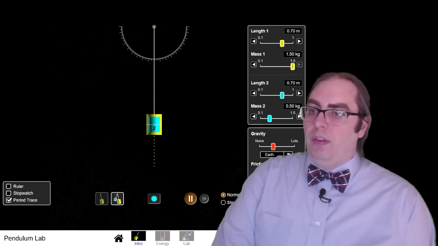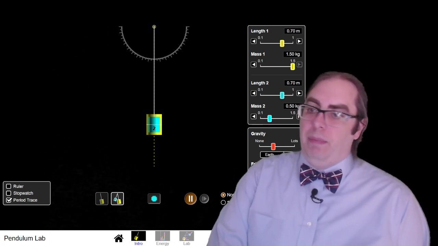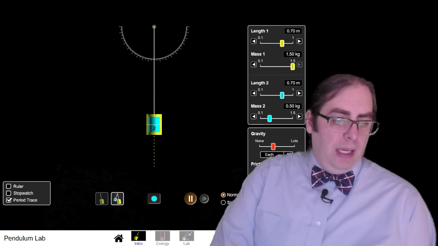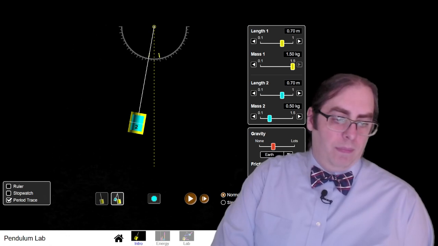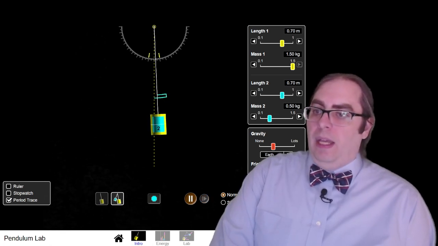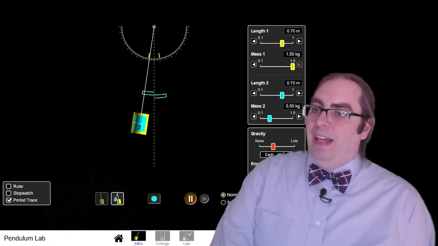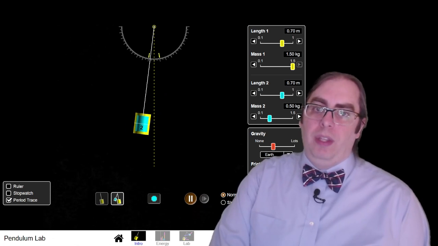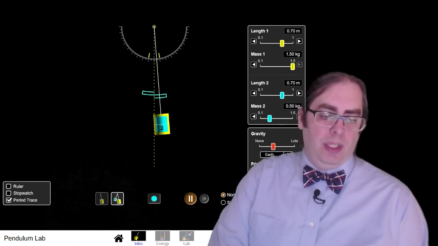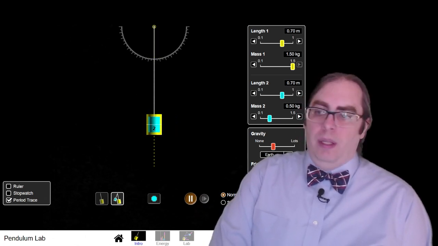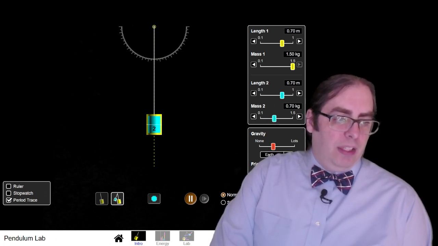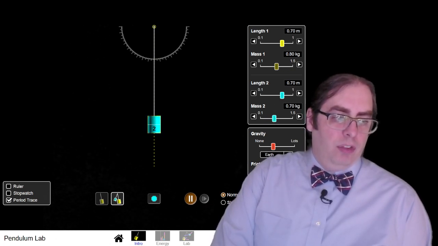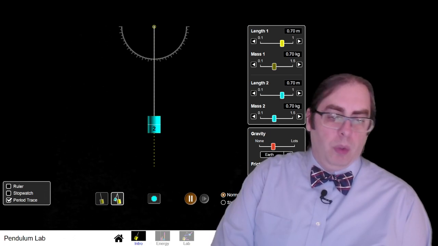All right, so I've got these two pendula that have a very different mass. And let's again set it up so that they're starting at the same angle. And changing the mass hasn't changed anything. They're still following the exact same trajectory. Just to make sure, let's go ahead and set them back to having the same mass so that that's not something that we have to worry about.